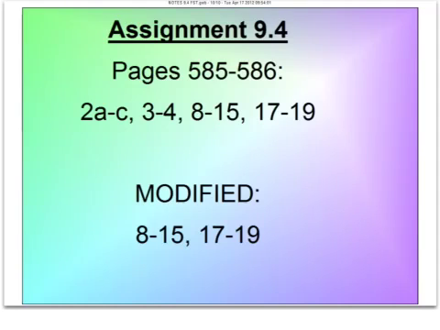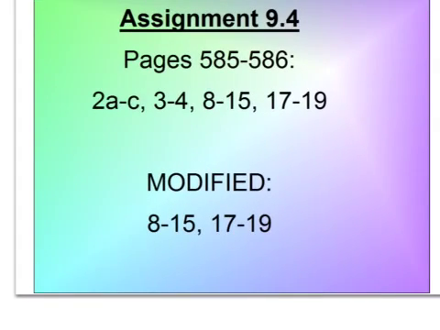The only adjustment to the homework I would make is you can go ahead and skip number 15. That's it.